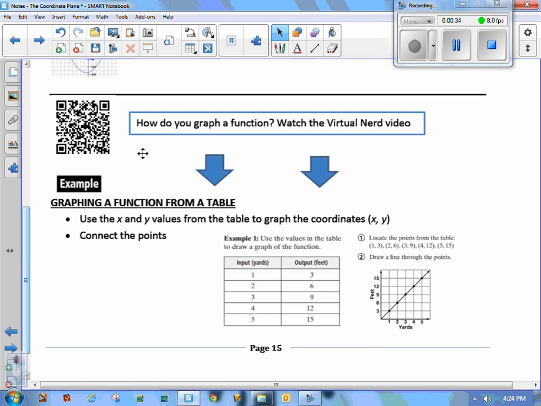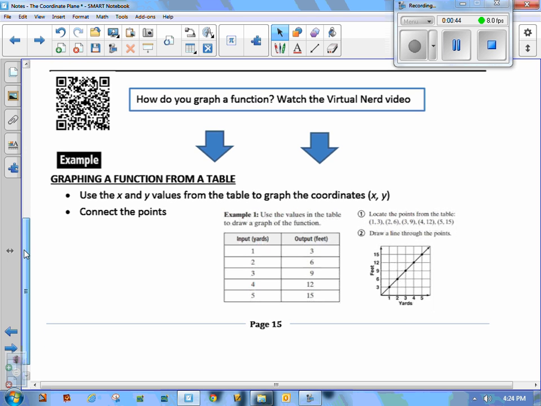You can use your smart device to scan the QR code and watch the Virtual Nerd video for how to graph a function. We're going to start out very easy, graphing a function from a table. This is where you use the x and y values from the table to graph the x and y coordinates, and you connect your points.